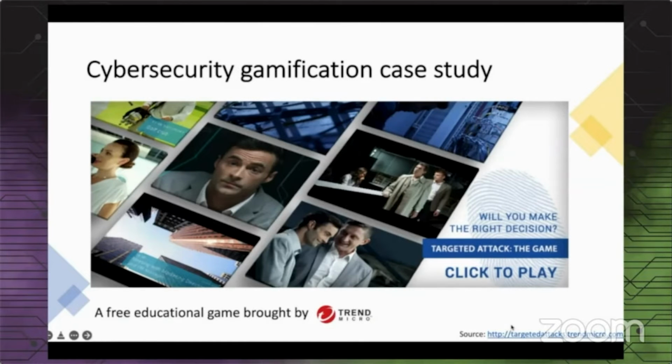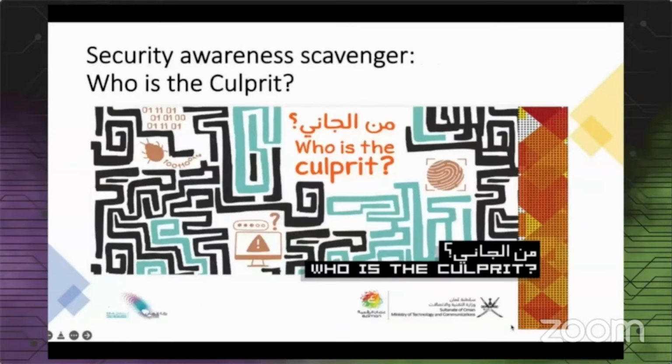So this helped me identify the mindset of the employees. It helped me identify the maturity level of the organization. And also, during this game, I was able to understand the weakness points of certain departments and certain employees. So the next year, I created my own game. It was a virtual security awareness scavenger hunt called Who's the Culprit?